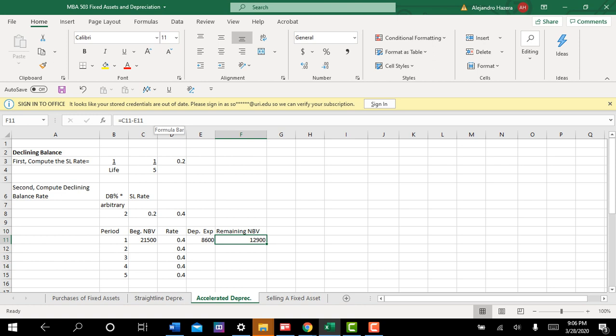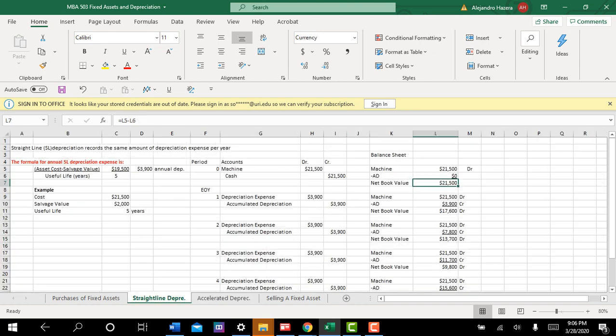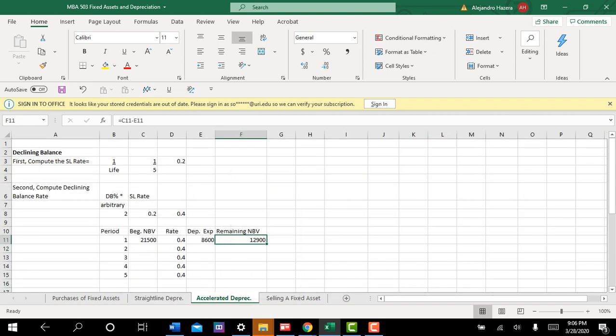Now look how fast we're depreciating here, and we're going to look at the entries in the balance sheet in a second. But your remaining net book value under accelerated after the first year is 12,900. You go back to straight line, your end of year one net book value is 17,600. So that's a pretty heavy acceleration of depreciation.